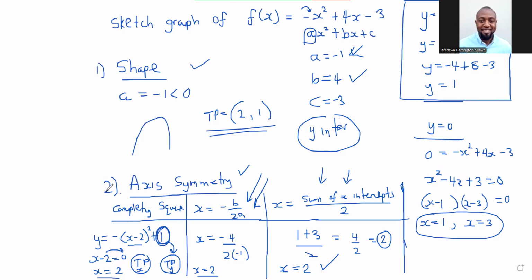So yeah, this is basically how you go about it when you are drawing the graph of a quadratic function.